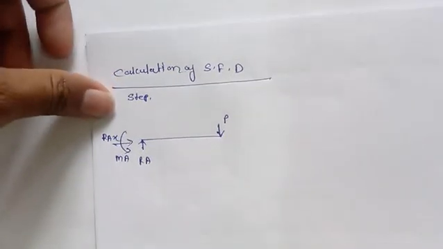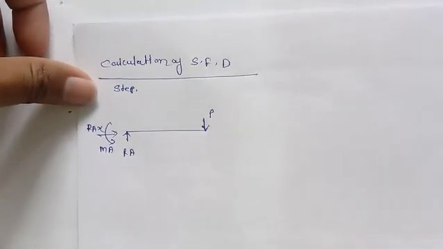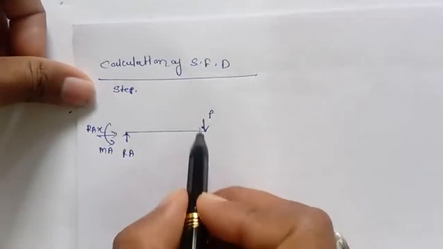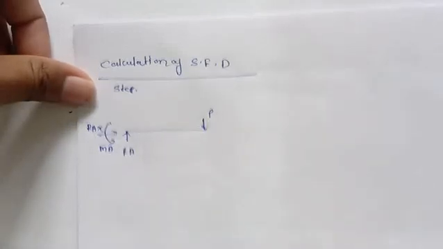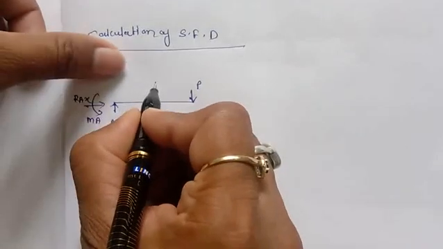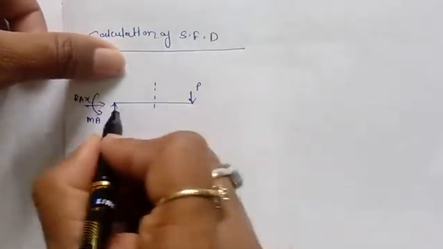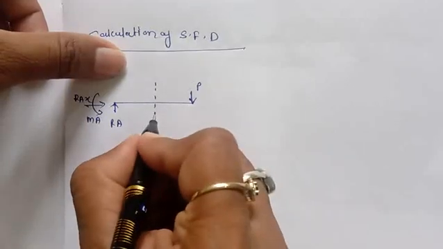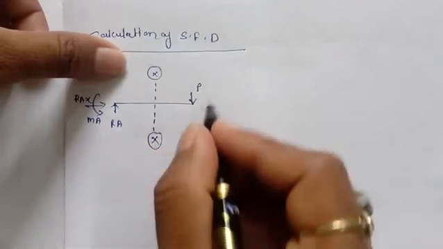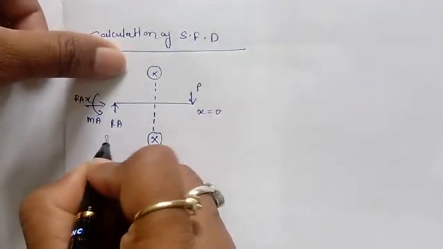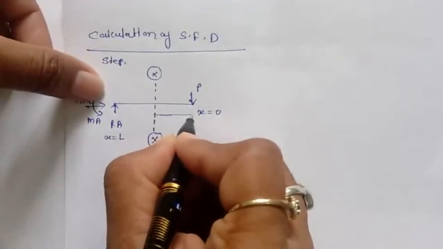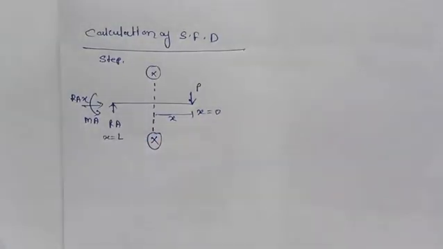Now, as per our definition, the shear force is nothing but the summation of all the vertical forces up to a section. So to calculate the shear force diagram, we have to consider a section, and you can consider the section anywhere in this span. I am considering this section XX, this is x equal to 0, and this is x equal to L, and from here to here I am considering the length x.